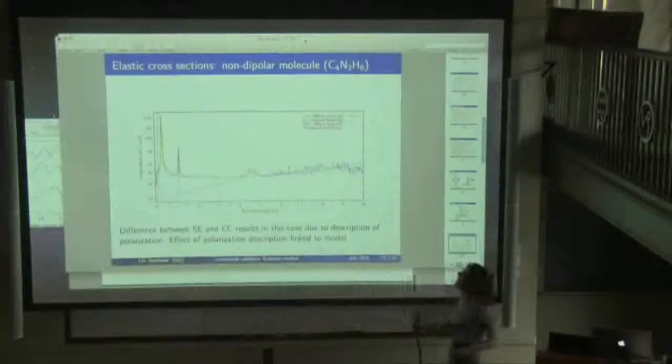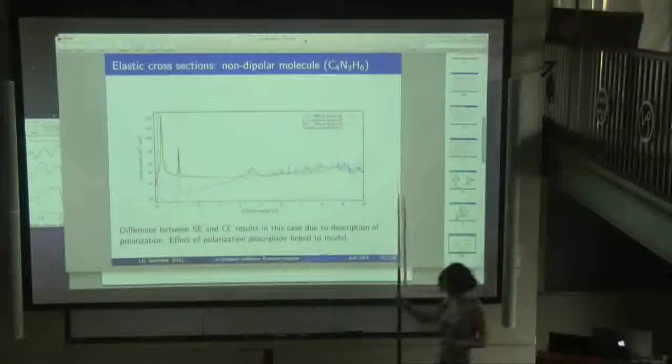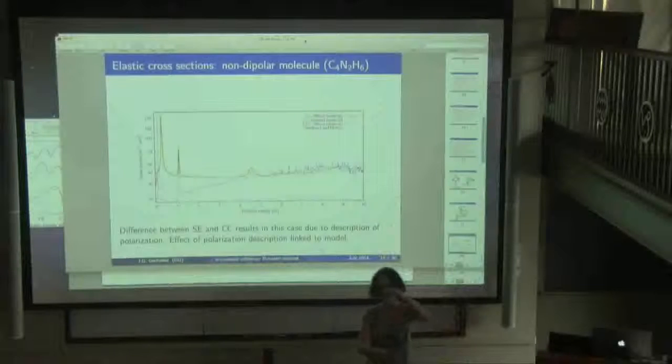So this example is for pyrazine. So this is basically a benzene ring where two of the carbons have been replaced by nitrogen. This molecule has no dipole moment.